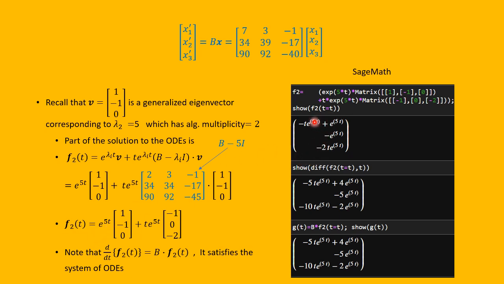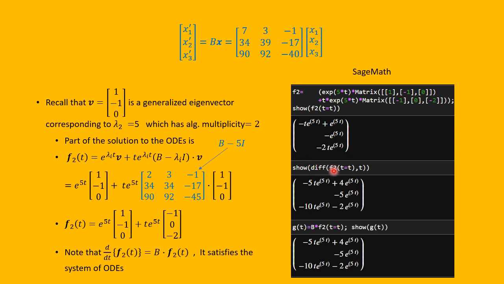This first component, e to the 5t times 1, that's right here. t e to the 5t times -1, that's this part right here. Similarly, the second one, -1 times e to the 5t plus 0 t e to the 5t is just -e to the 5t. The third component here turns out to be the third component here.